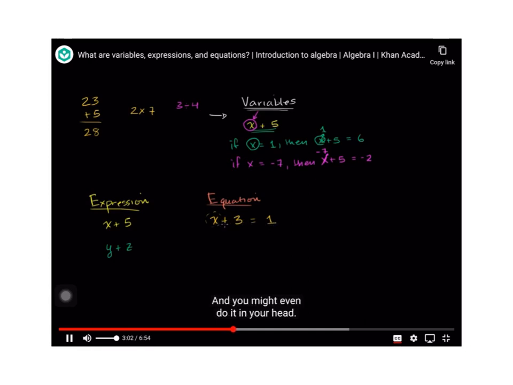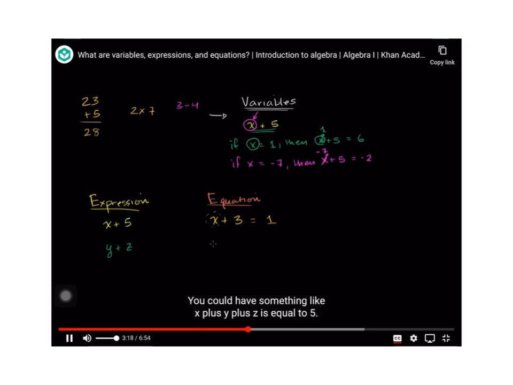And you might even do it in your heads. What plus 3 is equal to 1? Well, you could do that in your head. If I have negative 2 plus 3 is equal to 1. So in this context, an equation is starting to constrain what value this variable can take on. But it doesn't have to necessarily constrain it as much.